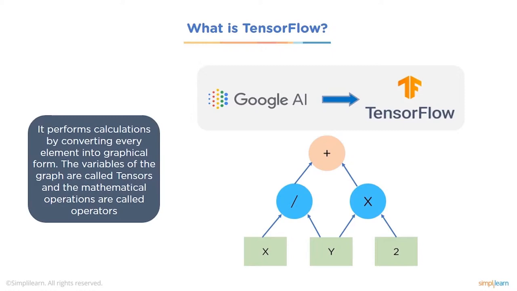This graph basically shows us the calculation that is going to occur in a machine learning model where x and y are going to be divided and y and 2 are going to be multiplied. The results of these two calculations are then going to be added to give us the final output. I told you that x, y, and 2 are also called tensors. What exactly are tensors? Tensors are multidimensional arrays with a uniform type. All tensors are immutable like Python numbers and strings, which means that you cannot update the contents of a tensor. You can only create a new tensor.